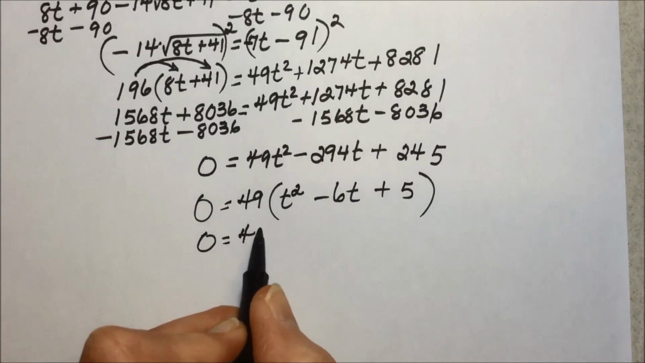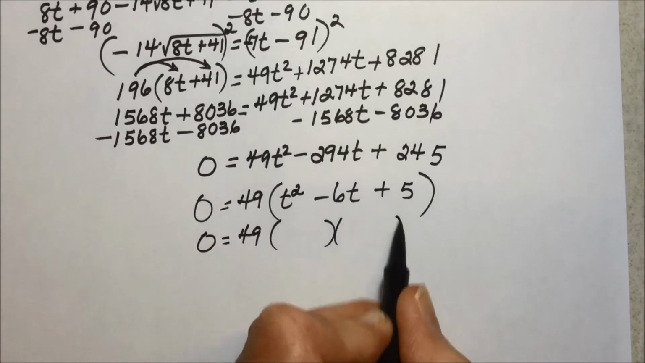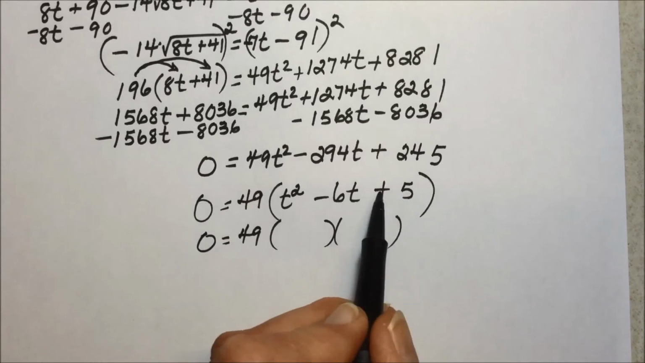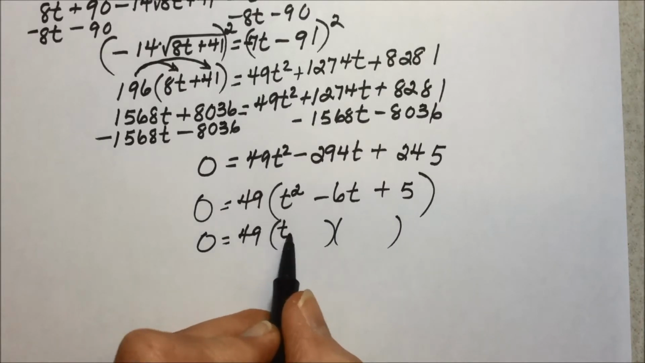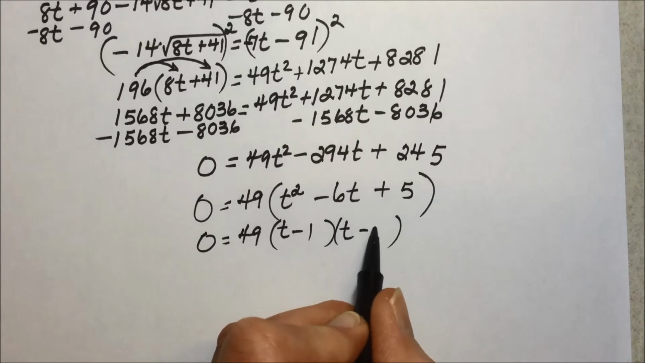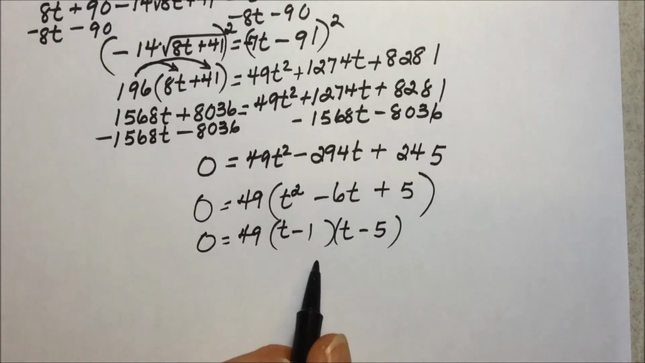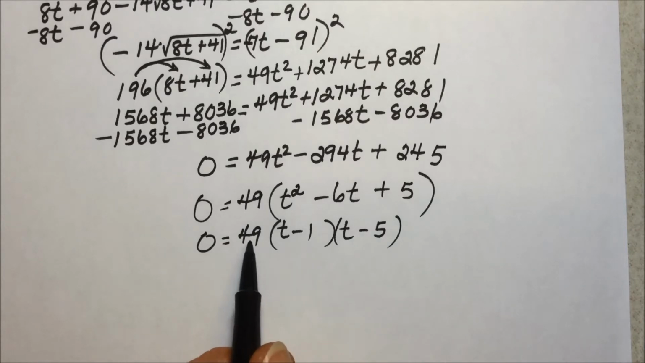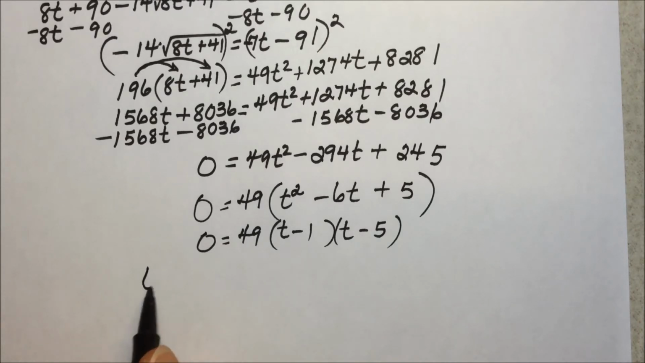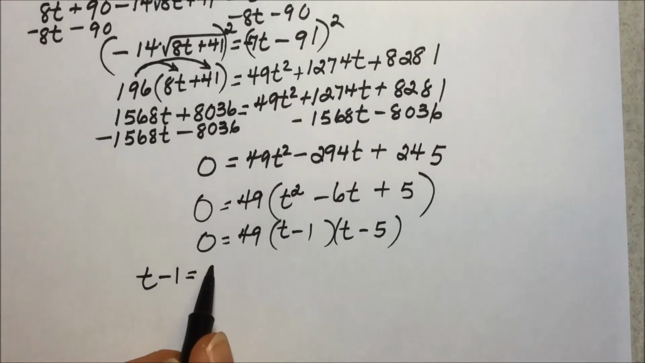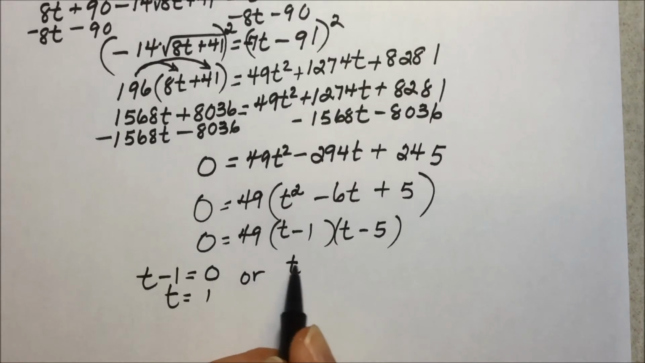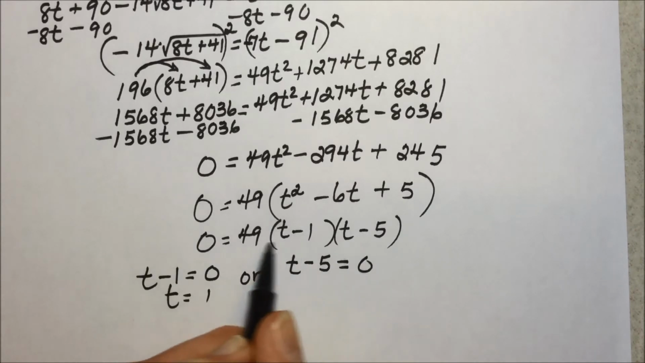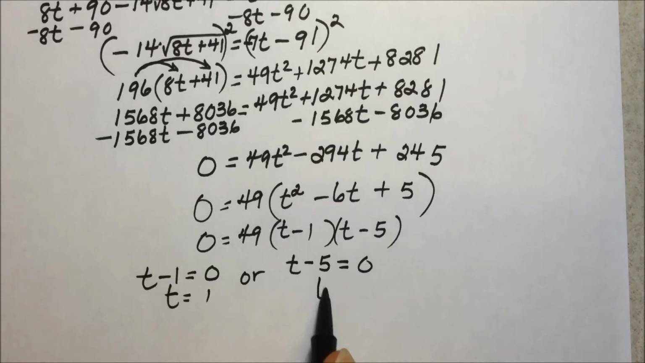Factoring that, both signs are the same on the constant term. They're both negative. This will factor into t minus 1 and t minus 5, and you can multiply to verify that. Using the zero product property, 49 will not generate a 0, but the t minus 1 will. Solving for t, we get t is equal to 1, or t minus 5 could generate the equation t equals 0, meaning t is equal to 5.